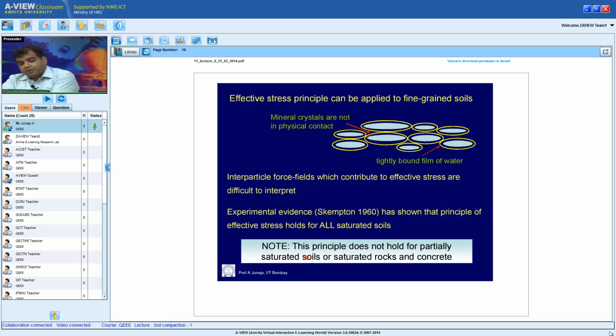You should note that this principle of effective stress is not valid for partially saturated soil. In fact, partially saturated soil is another major branch of soil mechanics, and usually we don't teach this at the undergraduate level. Even at the master's level, we only introduce it to some degree, but this branch of engineering is mainly for research. So for our simplistic case, we will say that this concept is only valid for saturated fine-grained and coarse-grained soils, not for unsaturated soil, saturated rocks or concrete.